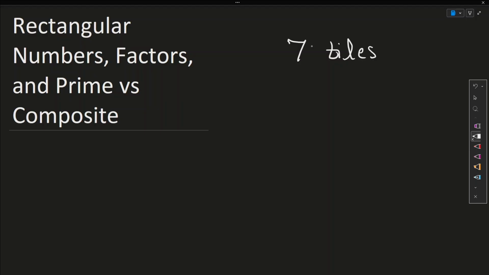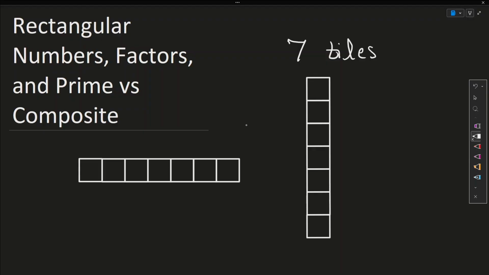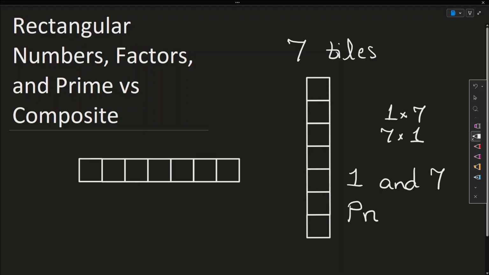Now, let's show rectangles with 7 tiles. We can only make 1 by 7 and 7 by 1. That means 7 only has one factor pair, 1 and 7. This is one visual cue that 7 is prime. In fact, this will happen with all prime numbers. There will only be 2 possible rectangles: one that's short and long, and one that's really, really tall, but very narrow.